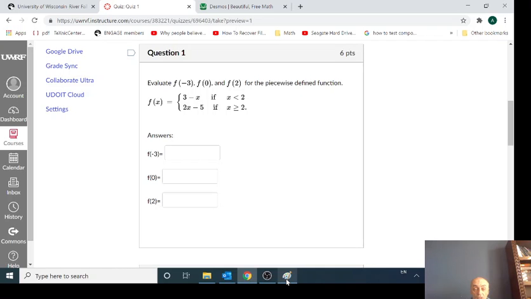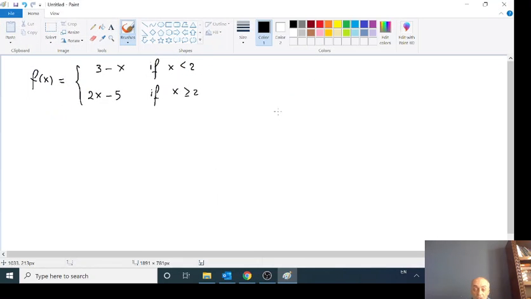Actually I forgot to write, so we look for f of negative 3. So the first question was, this is problem 1: what is f of negative 3? And of course, you can look here at the formulas and you can easily see that, because negative 3 is less than 2, f of negative 3 is given by this formula here, 3 minus x, and that's going to be 3 minus negative 3, or 6. Alright, so this is equal to 6.